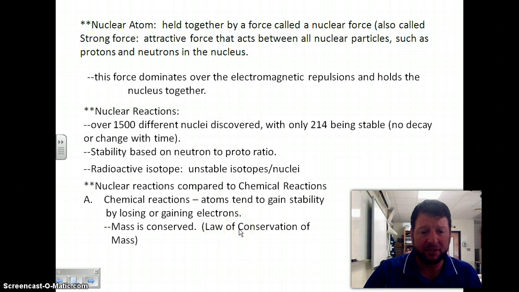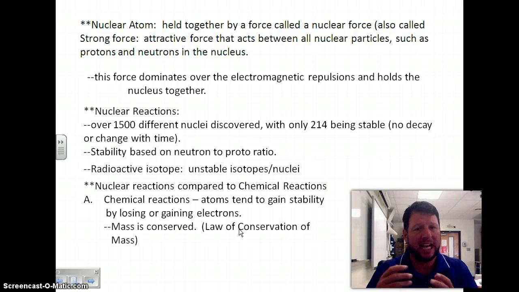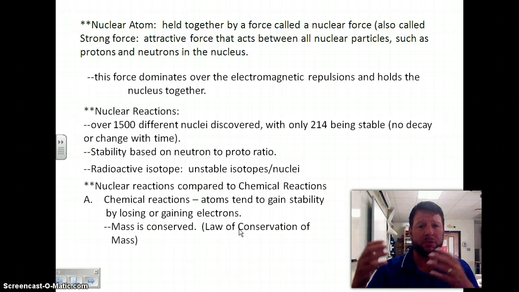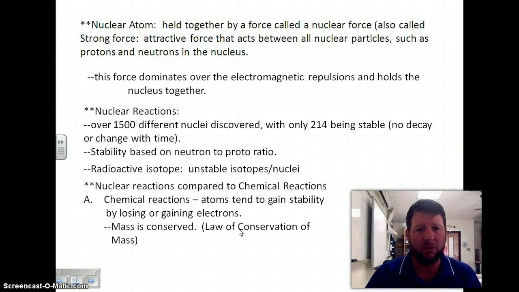So in chemical reactions, electrons are either shared or gained or lost between these atoms, and that is what causes stability. So when you see baking soda react with vinegar and it causes a reaction where gas is produced and you see bubbles and you see it overflow and then it settles down, it settles down because stability has occurred. Okay?